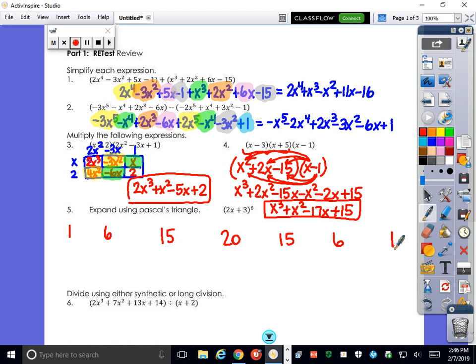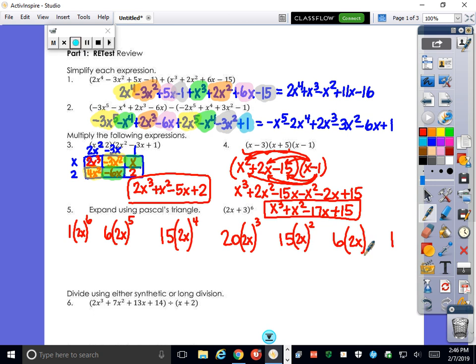We're going to start with (2x). Notice how I put this in parentheses. I'll talk about that in a minute. So we have (2x)^6, (2x)^5, (2x)^4, (2x)^3, (2x)^2, (2x)^1, and no 2x on the end.